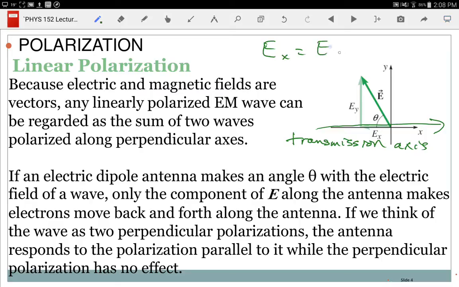Okay. E cosine theta, where theta was the angle between the orientation of my electric field and the orientation of the transmission axis. How did she get that? Because the Ex was the adjacent side of the triangle and E was the hypotenuse. And cosine theta is adjacent over hypotenuse. So the electric field that's allowed through my polarizer is going to be the total electric field times cosine of the angle between the polarization direction and the transmission axis.